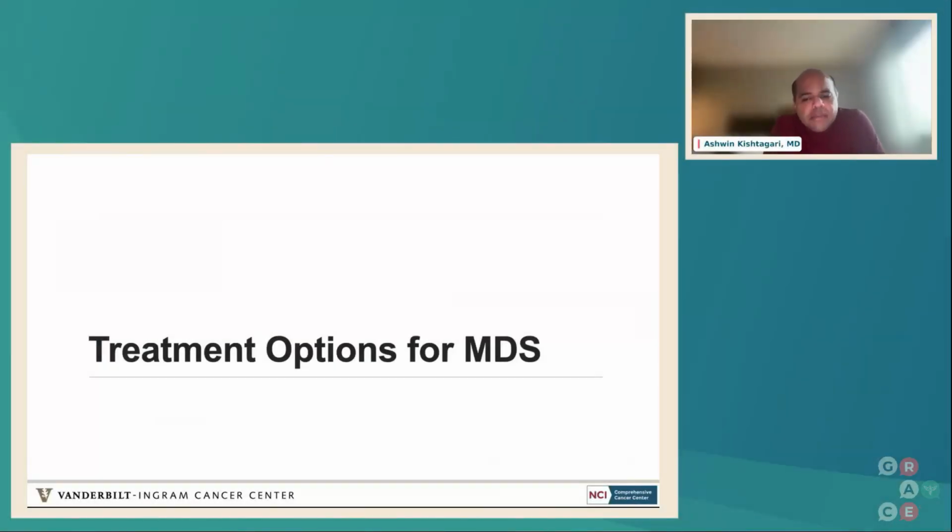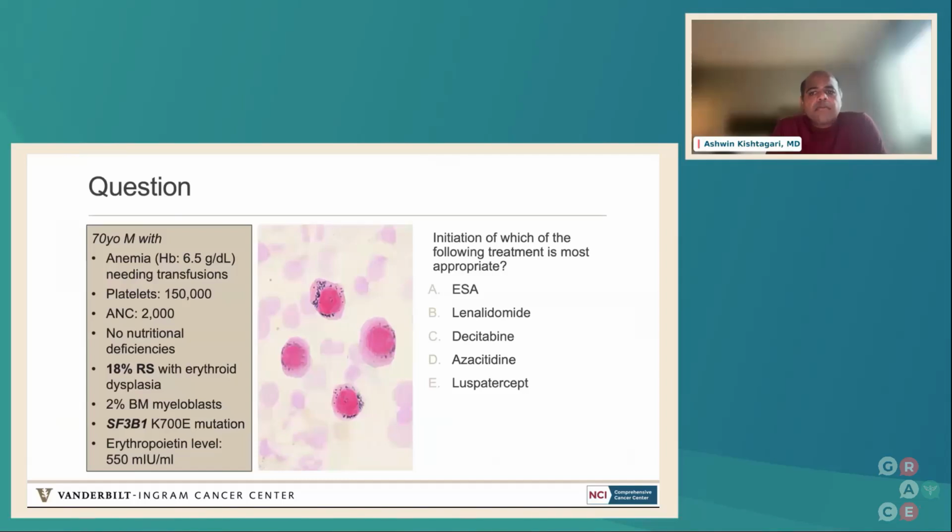So talking more about the treatment options for MDS, I'm going to broadly talk about what are the available treatments we have. Before we talk about it, I just want to start with a question, which is very important because this has changed how we treat low risk MDS especially.